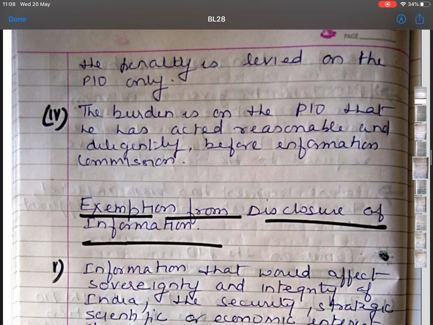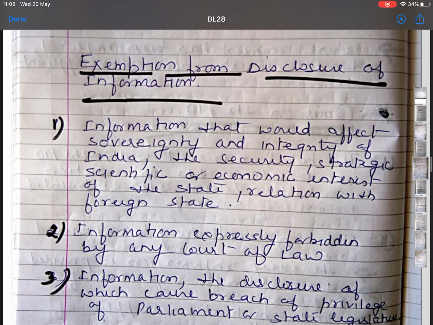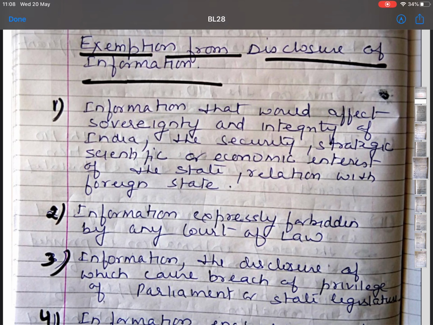Now the next topic is exemptions from disclosure of information. Section 8 of the Act sets out certain information that is exempted from disclosure. So when a request is made to a public authority seeking information that falls within any of the following categories, Section 8 exempts the public authority from the obligation of disclosure of information. So these are the exemptions. According to this, this information cannot be disclosed to any citizen.